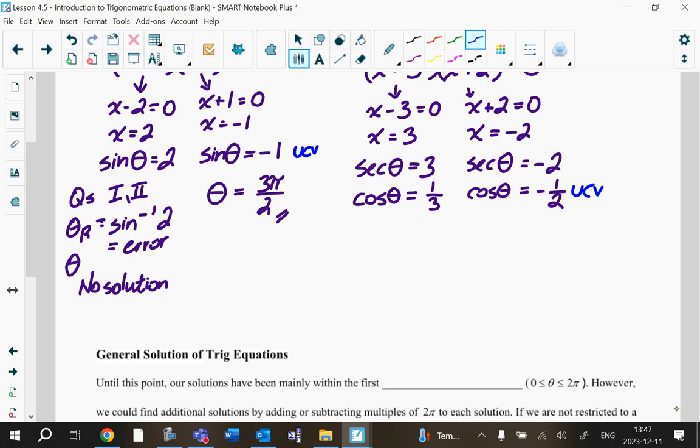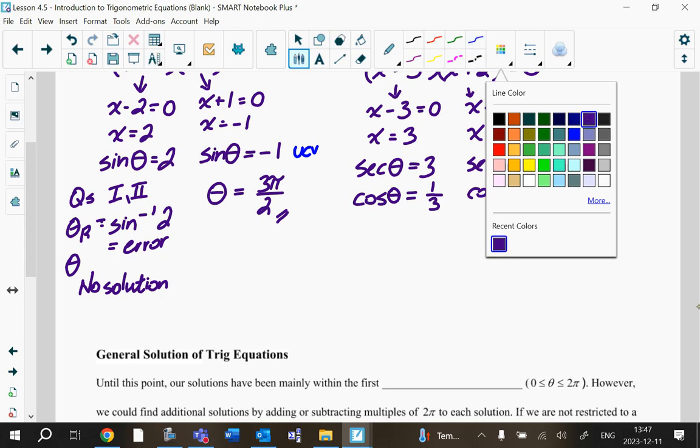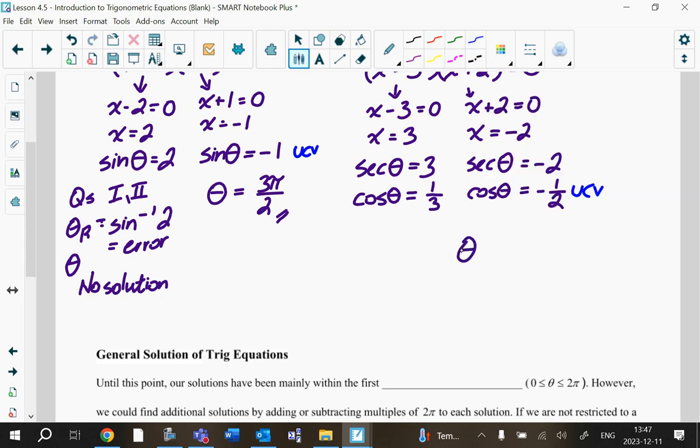So let's do the UCV one first, get that one out of the way. I am looking for angles where the x coordinate is -1/2 in radians. 2 pi over 3 and 4 pi over 3, that is correct. And with this one, I got to go the long way: quadrants, reference angle, and then final answers.